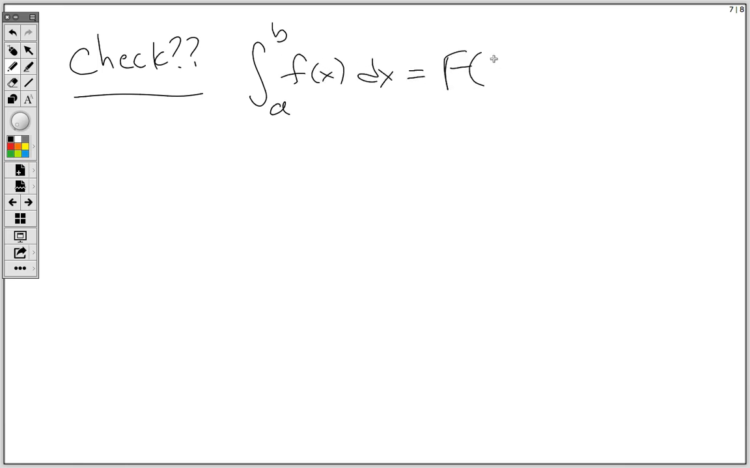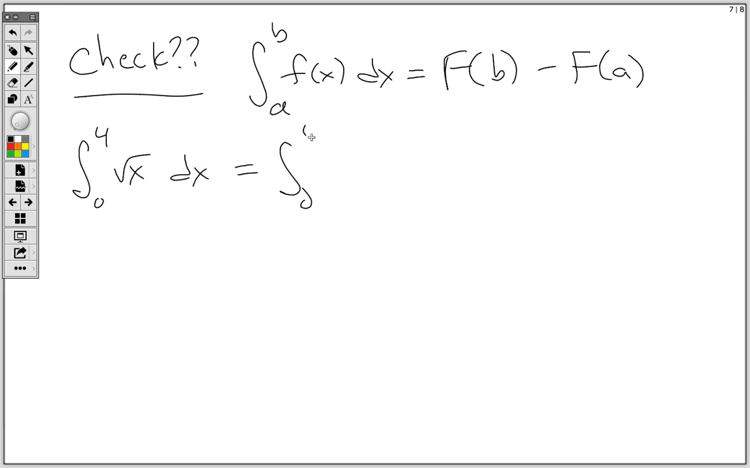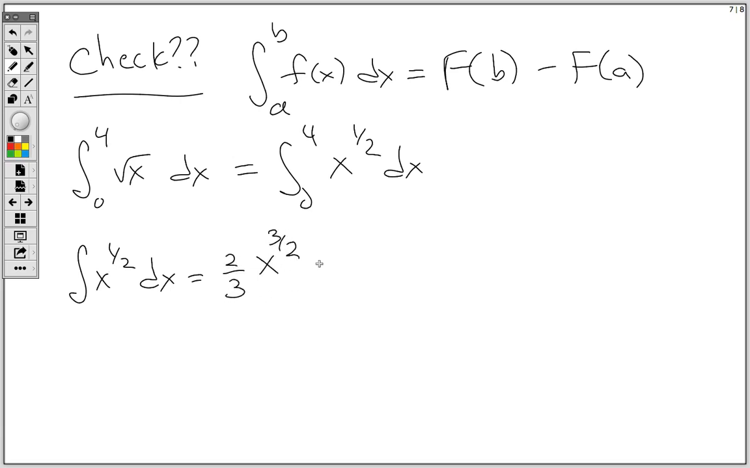Now we can check this against the fundamental theorem of calculus, which we mentioned and have an intuition should work. So let's look at the integral from 0 to 4 of root x dx. That's the integral from 0 to 4 of x to the 1/2 dx. So what's the integral of x to the 1/2? You add 1, so that would be x to the 3/2, and divide by 3/2, which is multiplying by 2 thirds.